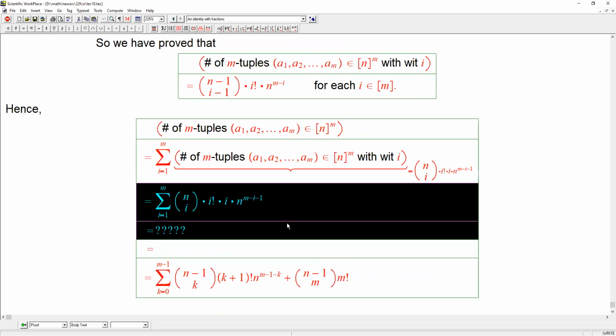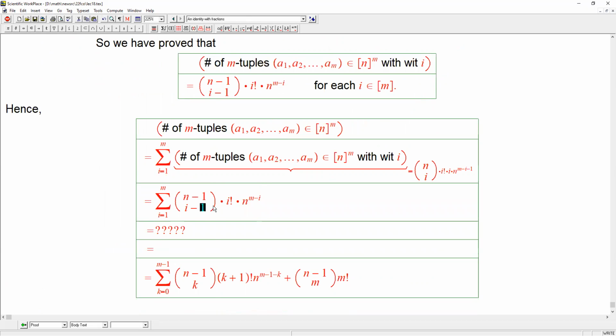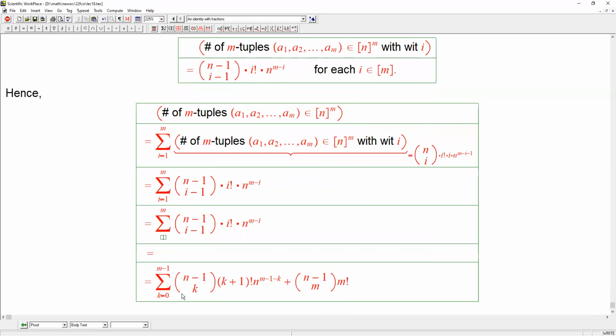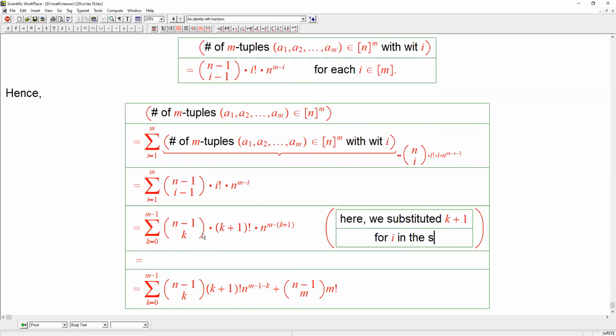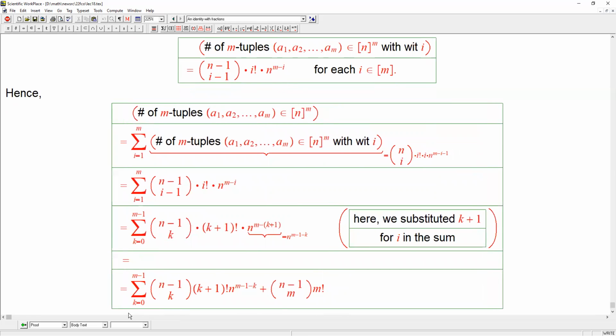Sorry, it's still a sum. Now you realize that this sum already looks a lot like this sum, but you have to substitute k plus 1 for i. So basically you shift the index by 1. i minus 1 becomes what? k. i becomes k plus 1, and this is n minus k plus 1. So here we substituted k plus 1 for i in the sum. And of course, m minus k plus 1 is m minus 1 minus k. So this is looking a lot closer to this here.